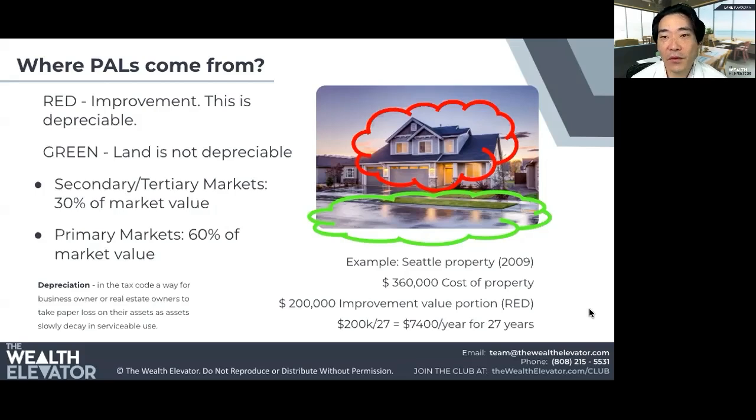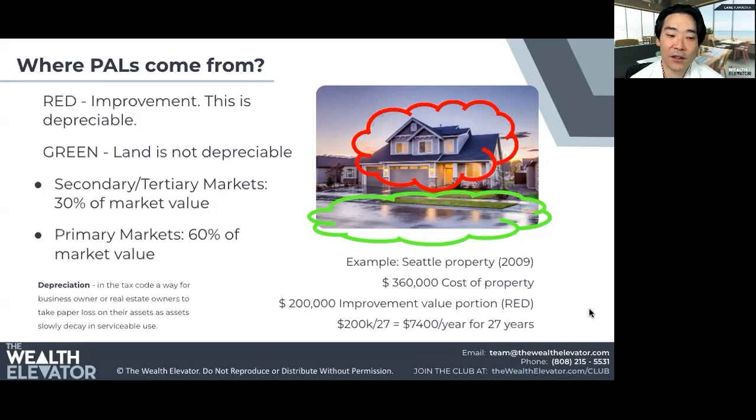The basic rules for residential real estate, if I use my first property I bought in Seattle in 2009, is that property was about $360,000. So if we break it down, and that was a primary market, about a couple $100,000 was the improvement portion in the red. With depreciation, the tax code allows business owners or real estate owners to take a paper loss on their assets because the assumption is that these assets, or what's circled in red, the improvement portion, slowly decay in serviceable life.